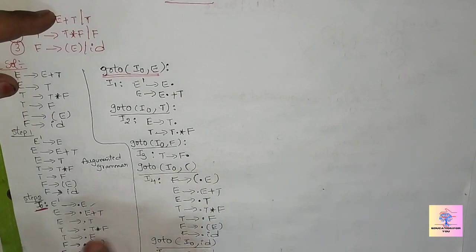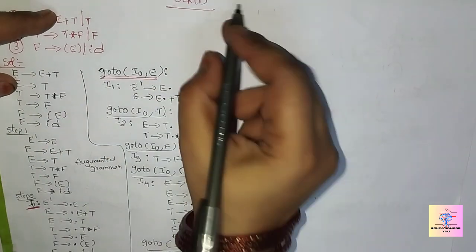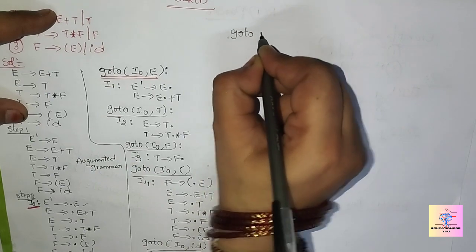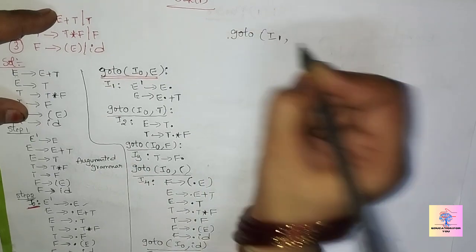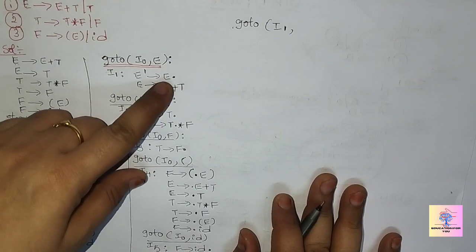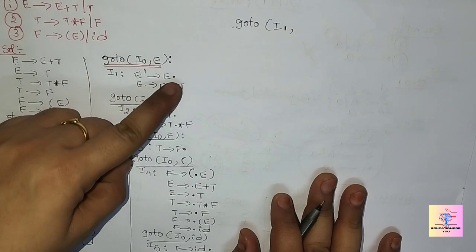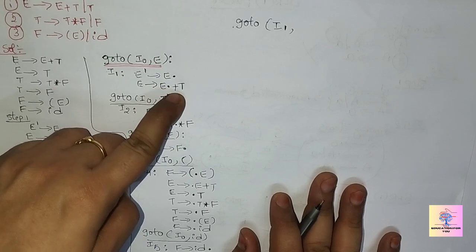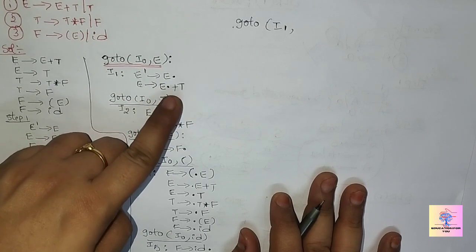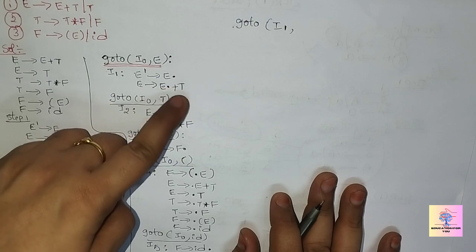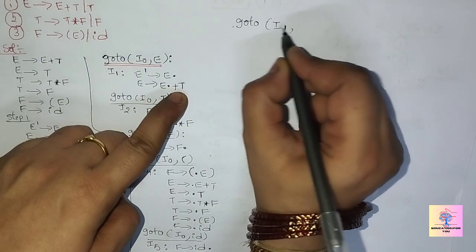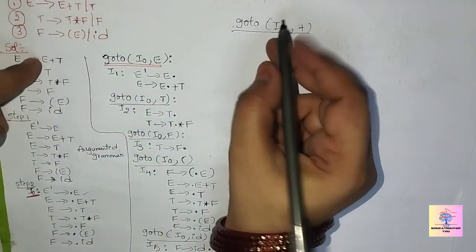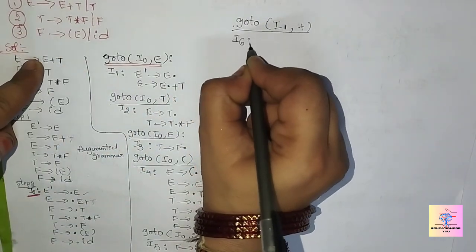Now next one, you have to check with I1. That is go to I1 comma. So first check in the I1. After the dot there are no productions here, but here after the dot plus is there. So plus you have to shift this dot after the plus. So you have to write here I1 comma, for plus you have to perform the go to. Let us take this state as I6.